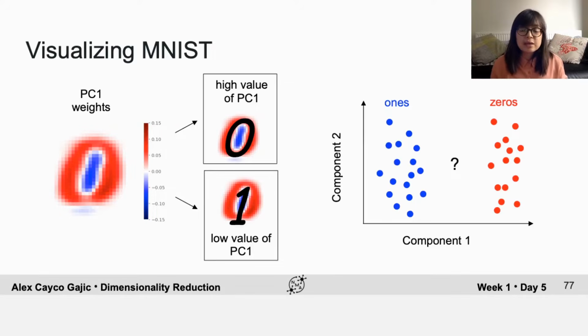So that means that we already expect that there should be some kind of clustering aligned with the first principal component of 1s and 0s. But this doesn't really say anything for what will happen for the digits between 2 and 9. So in this first exercise, you will use PCA in order to visualize the full MNIST dataset.